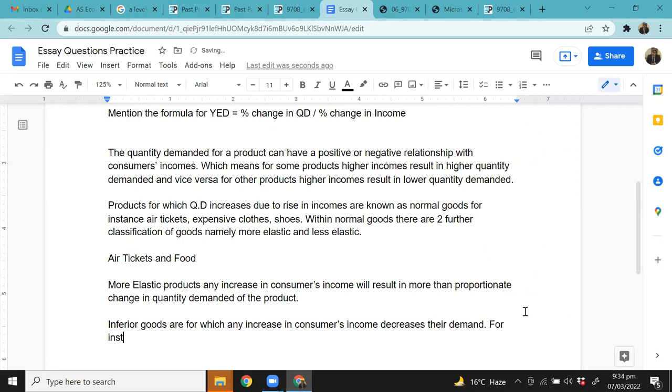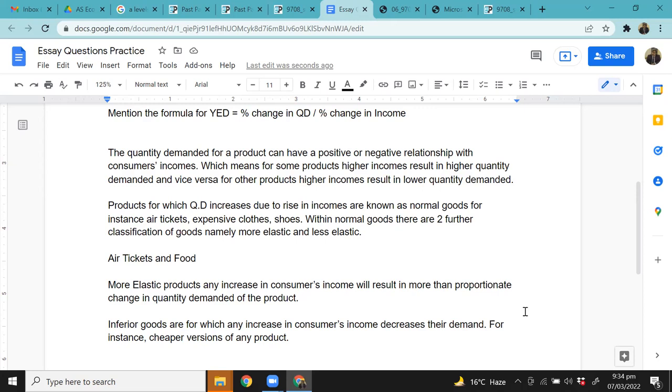For instance, cheaper versions of any product. Now think about this. When you get higher incomes, what would you do? What would anyone do? They will stop buying the cheaper version of the product and switch to something more expensive, right? That's how it happens. So let's say Huawei and Oppo, these are some cheaper brands of phones. When consumers' income increases, they'll switch to something more expensive, like Apple or Samsung. So those are inferior goods.